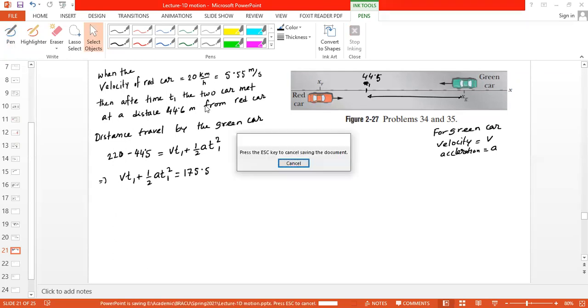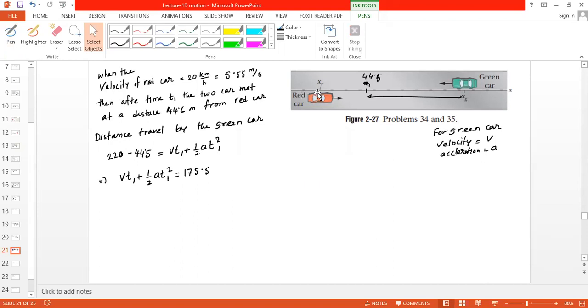And what is t1, by the way? t1 is the time. Which time? The time in which the red car travels 44.5 meter. So t1 is the time needed to travel 44.5 meter at a speed of 5.55. So 44.5 divided by 5.55 is equal to 8 seconds.